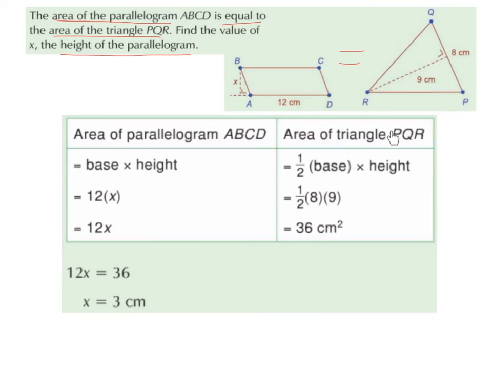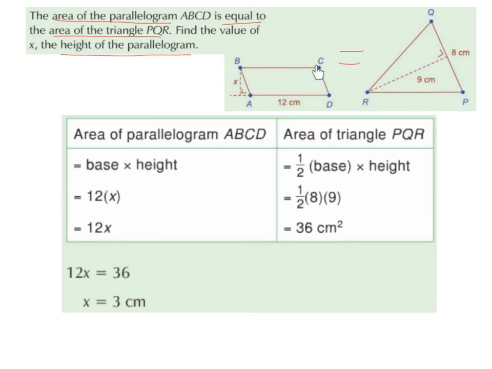Then we're going to take our formula for the area of a triangle, which is half times base times height. And we're going to substitute the base into the formula, which is 8. 8 is the base, and the height is 9. So it's going to be half times 8 times 9, which is going to be 36 centimeters squared. So 8 times 9 is 72, and half of 72 is 36.